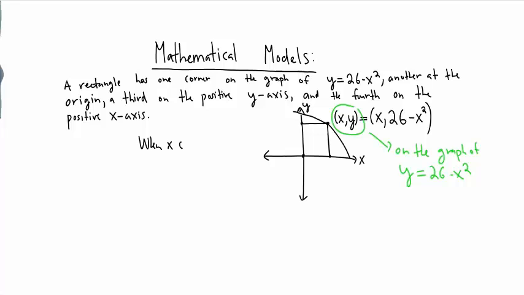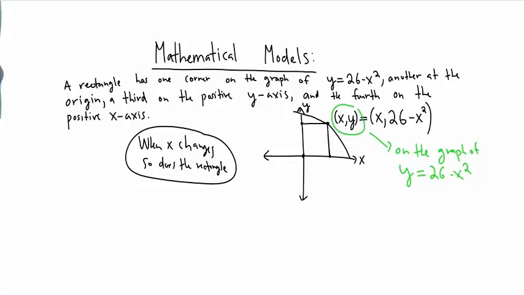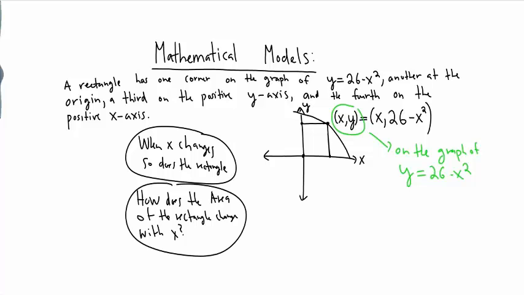When x changes, so does the rectangle. When you change x, you get a new rectangle. And we want to know precisely how does the area of the rectangle change with x. Let's take a look at two possible rectangles in this situation.